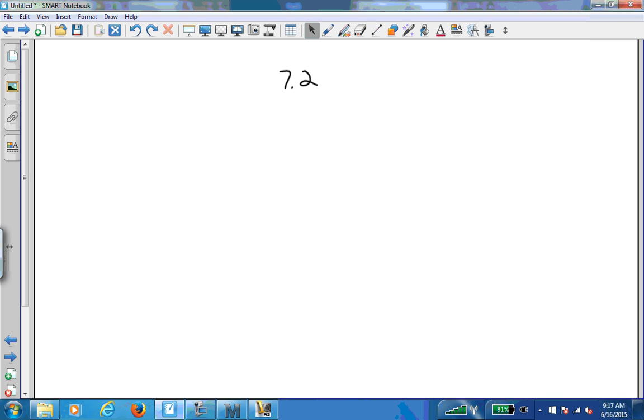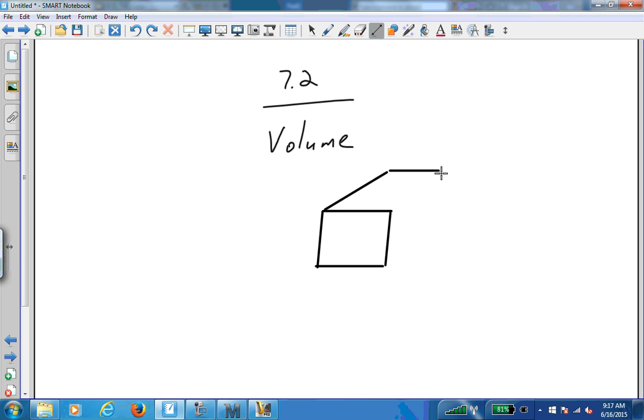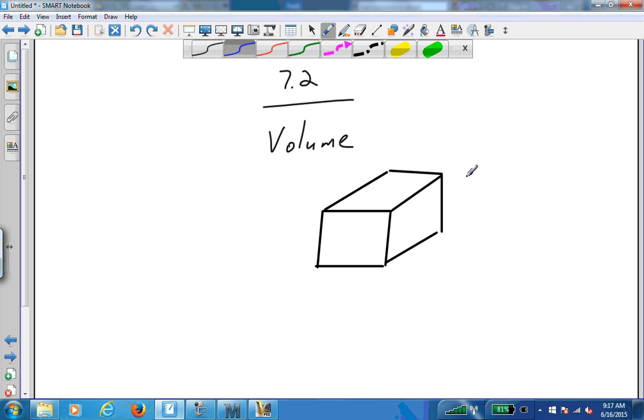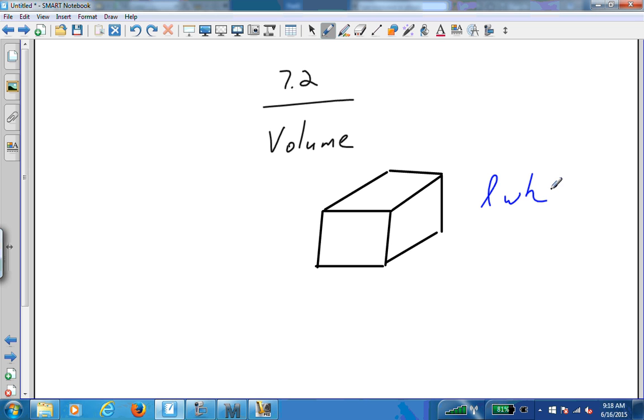In 7.2, we're going to look at, for the first time in calculus, calculating a volume. We've used integrals to calculate areas of different figures, but now we're going to look at calculating volumes. And in the past, in geometry, things we've been able to calculate volumes of, for example, the volume of a cube or a prism, we could get the volume by doing length times width times height.